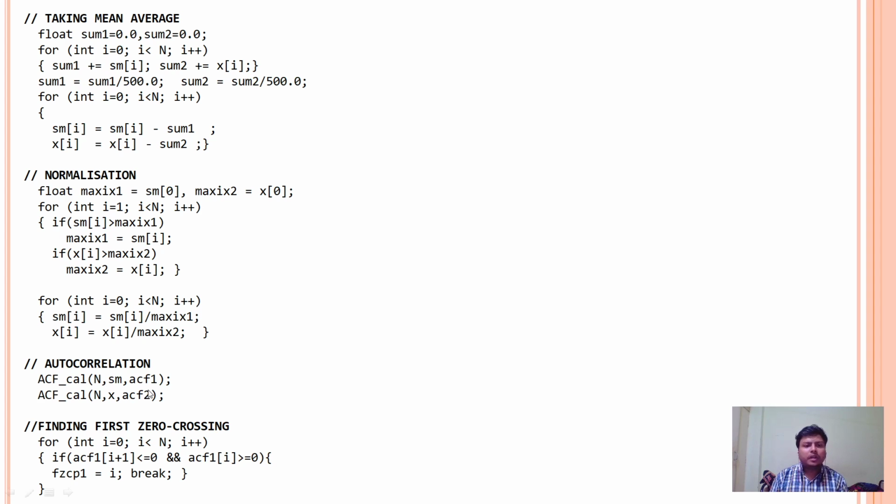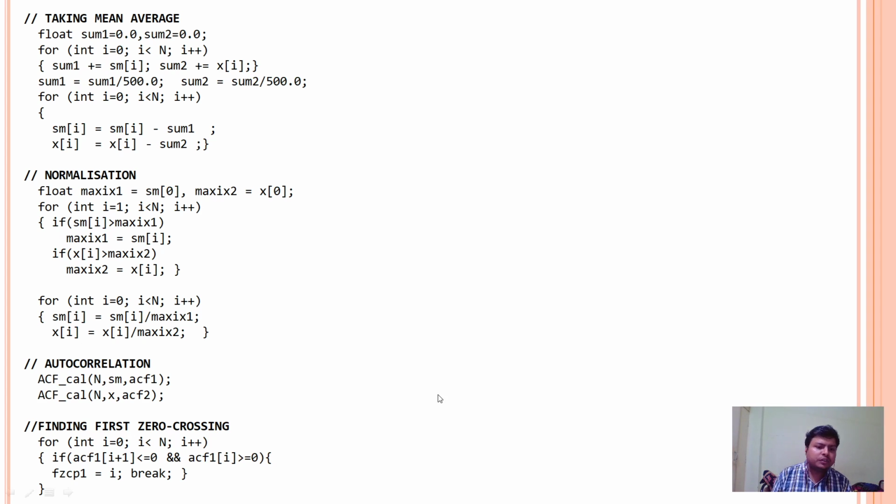Finally, we will feed the smoothened normalized speech data and the raw smoothened speech data to the autocorrelation function, which we have made using the formula discussed in the theory part. As a result, we will get the autocorrelation of smoothened data and the autocorrelation of raw speech data. Now let's carry out the further procedure to find the period of the speech data.